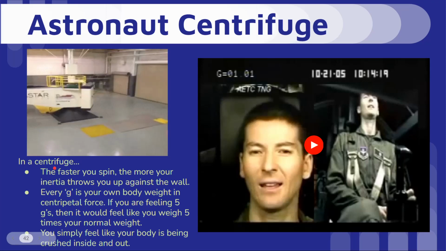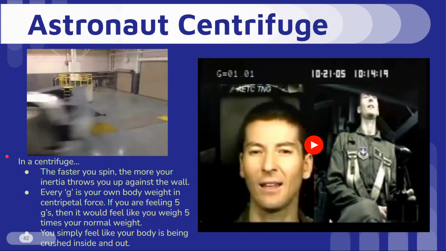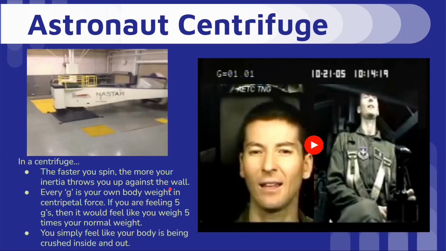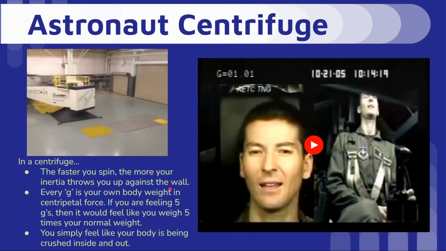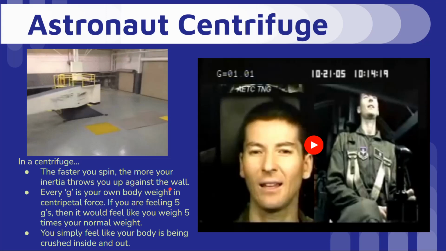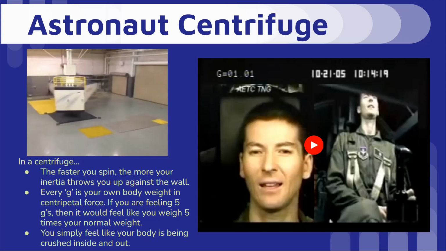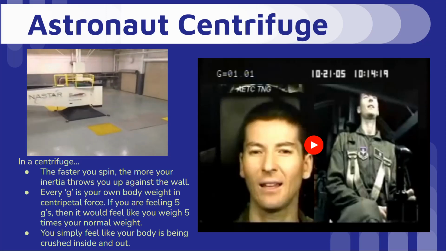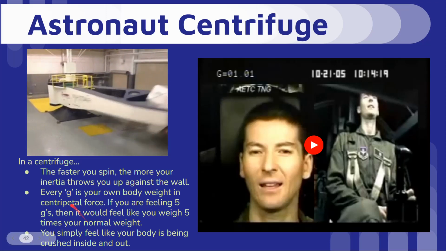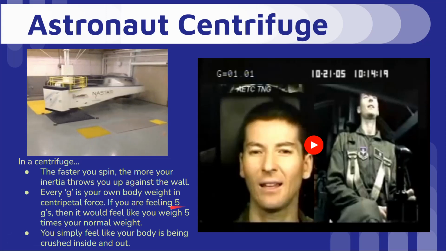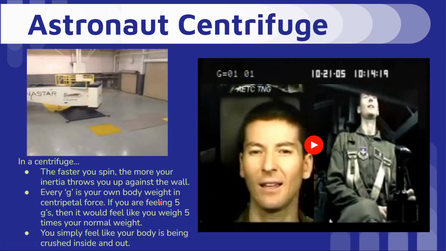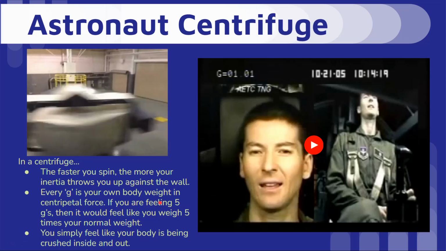It says in a centrifuge, the faster you spin, the more your inertia throws you up against the wall, just like the amusement park rides we talked about, or the warm-up question, that hard left turn, where you feel pushed toward the side. Well, this is going to do it a lot more because it's spinning a lot faster. Every G is your own body weight in centripetal force. If you're feeling 5 Gs, you would feel like you weigh 5 times your normal weight.